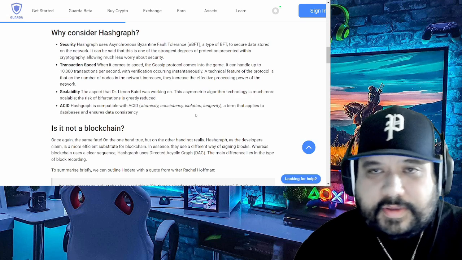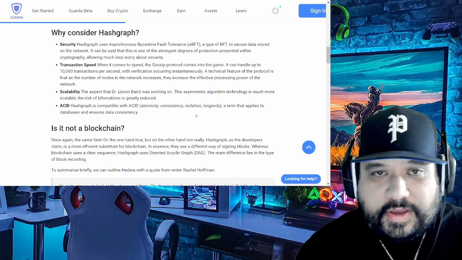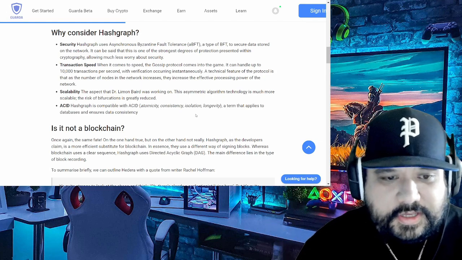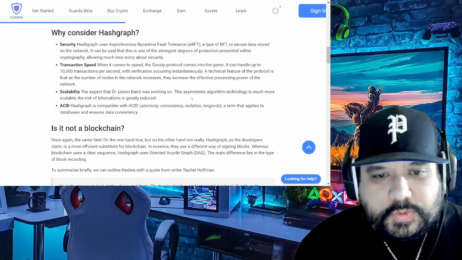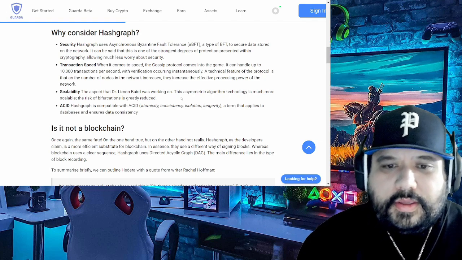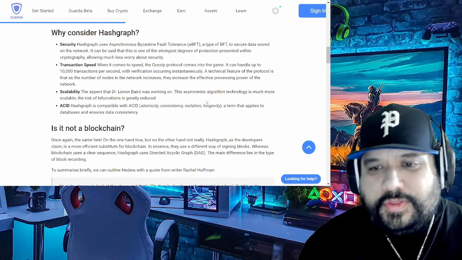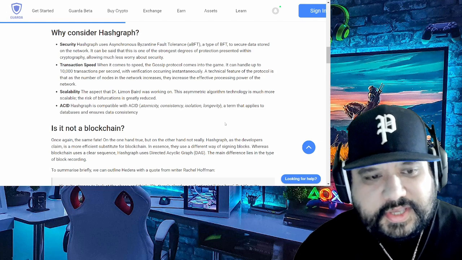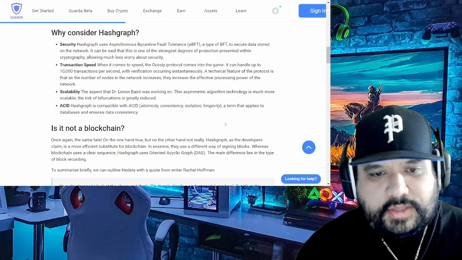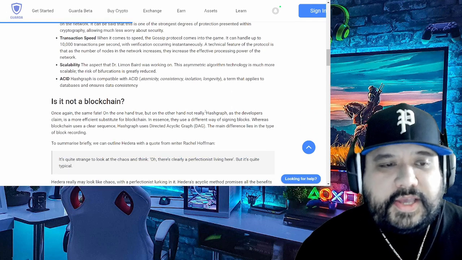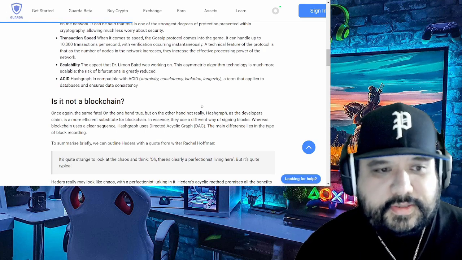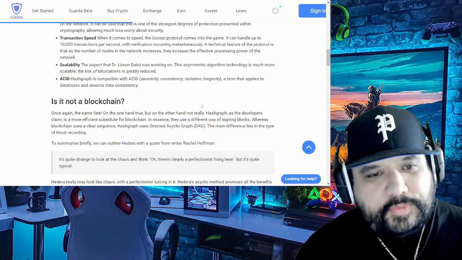Scalability. Again, quant, they're always talking about scalability, right? Listen to this when it comes to Hashgraph. The aspect that Dr. Lehman Baird was working on, that's a typo. Or is it? I don't know. The asymmetric algorithm technology is much more scalable. The risk of bifurcations is greatly reduced. Now, ACID. Yes, like I said, not that acid, this ACID. Hashgraph is compatible with ACID.